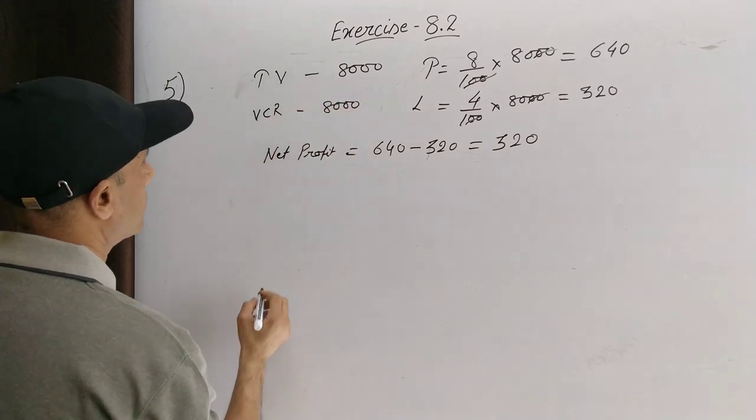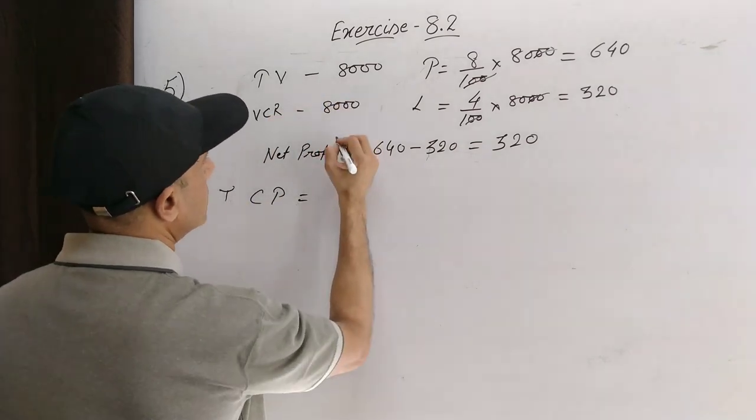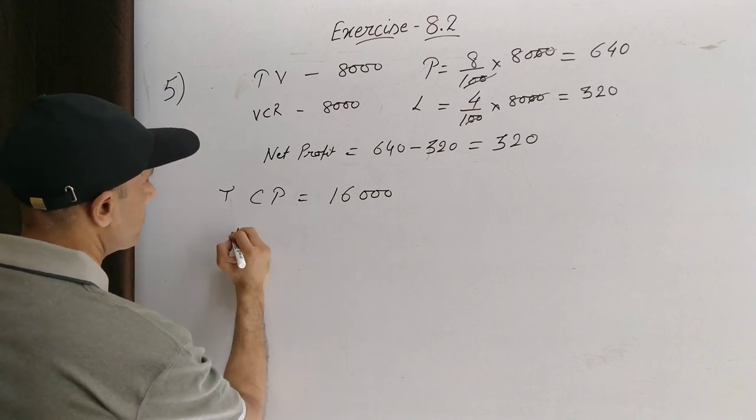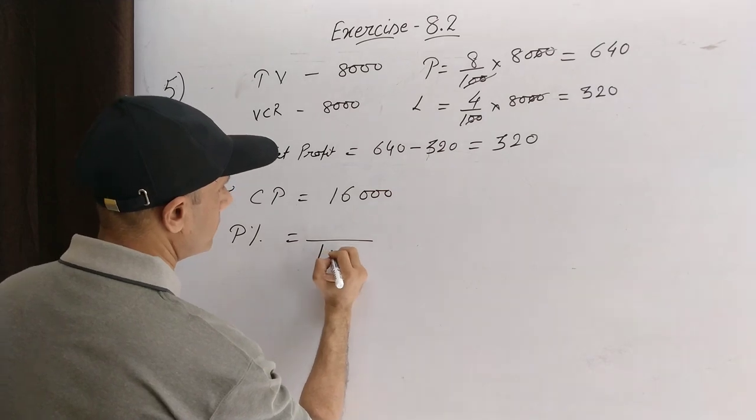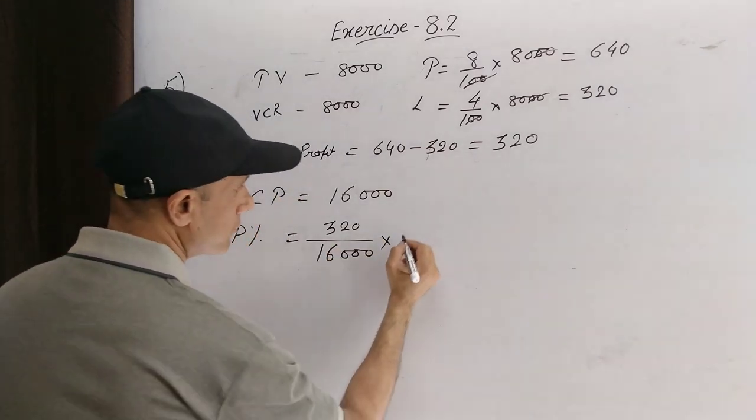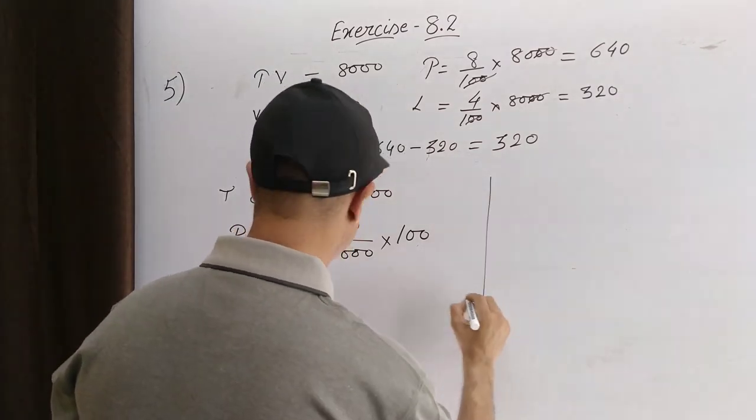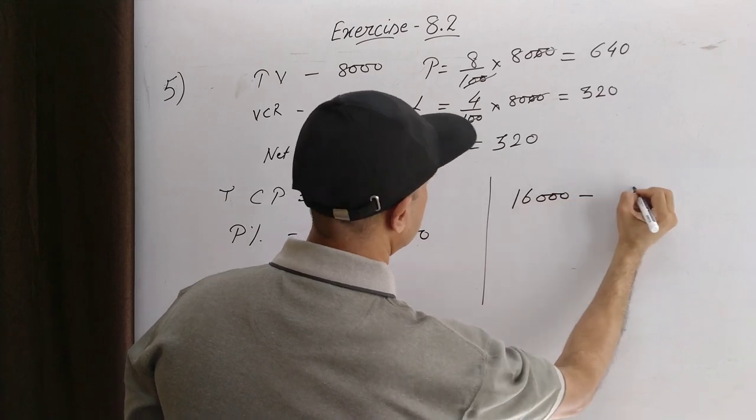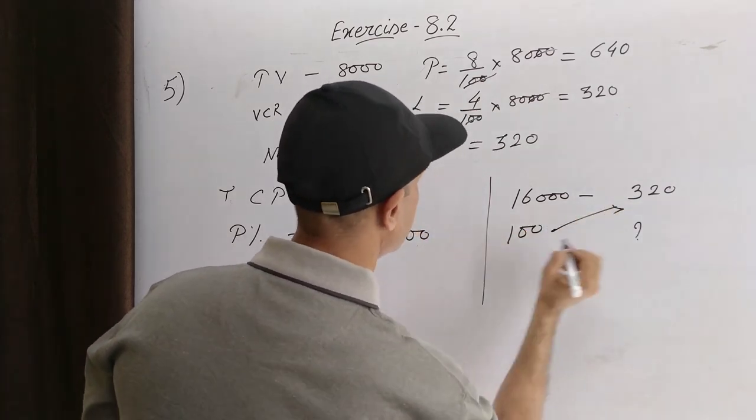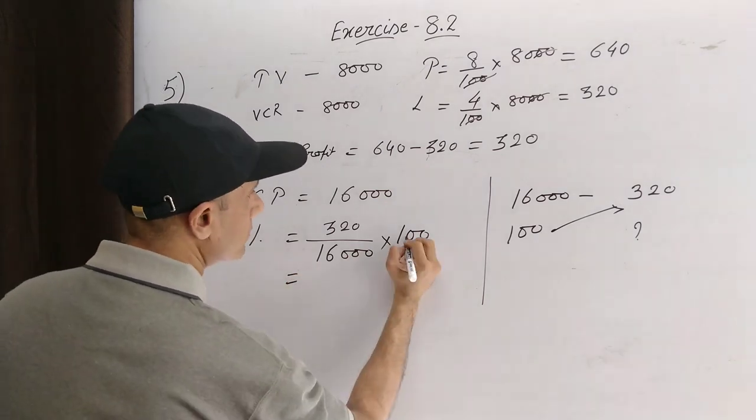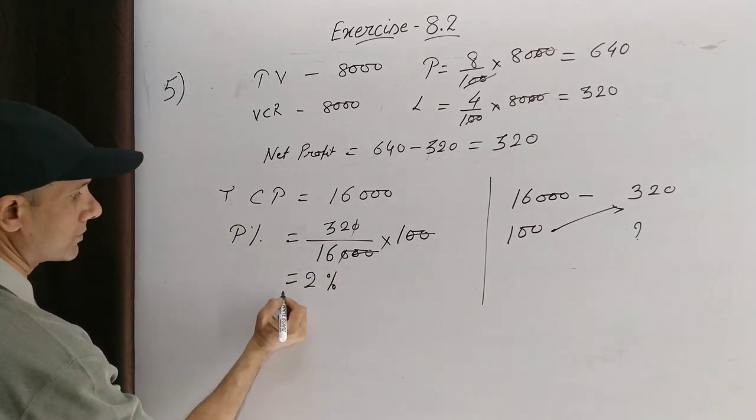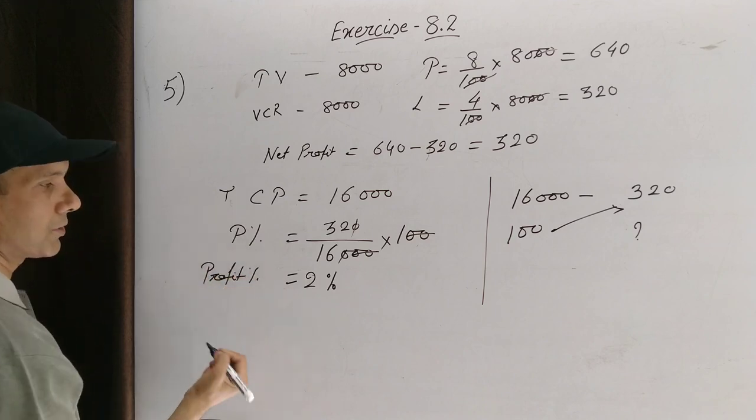Total cost price of TV and VCR is, total cost price is equal to 8,000 plus 8,000, that is 16,000. On this 16,000, profit is 320. So profit percentage is equal to, of 16,000, profit is 320 rupees. So of 100, how much it will be? We multiply with 100. Here, I'll again explain. On 16,000, profit was 320. So on 100, what will be the profit? So we multiply and divide by 16,000. So profit percent will be equal to 2%. This is profit percentage on the transaction.